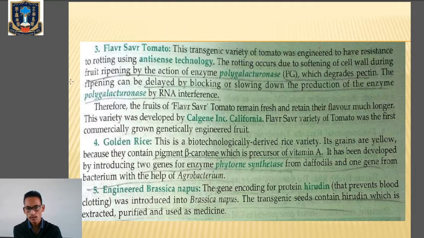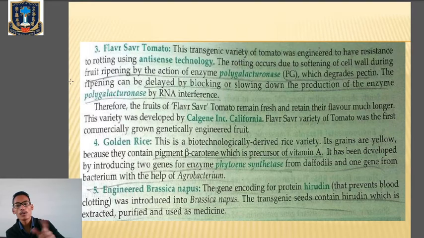So once we slow down or block the activity of this enzyme, then obviously the post harvesting loss can be decreased and the ripening time can be increased. Okay, so this is the example of Flavr Savr tomato, which has been produced to increase the post harvesting lifespan. Therefore the fruits of Flavr Savr tomato remain fresh and retain the flavor for a much longer time.